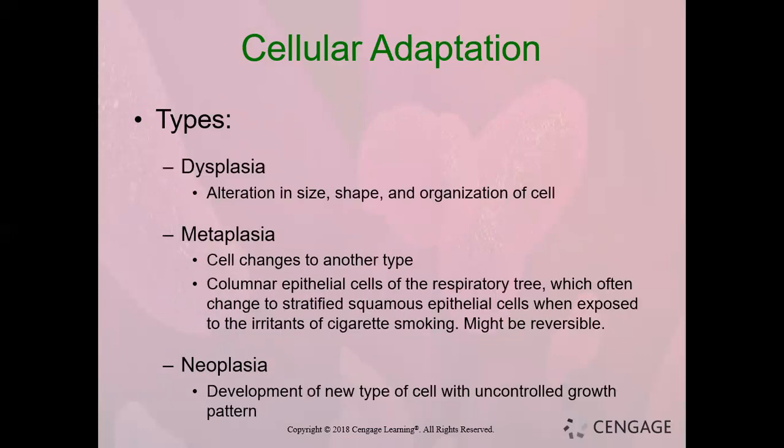I think I do have a picture in here of this. Dysplasia is an alteration in size, shape, and the organization of the cell. Metaplasia is when the cell changes to another type. You don't really need to know that. And then neoplasia is just the development of a new type of cell with uncontrolled growth. So of all of this that I've said, really neoplasia, you really need to know that when it talks about uncontrolled growth, that's not good.